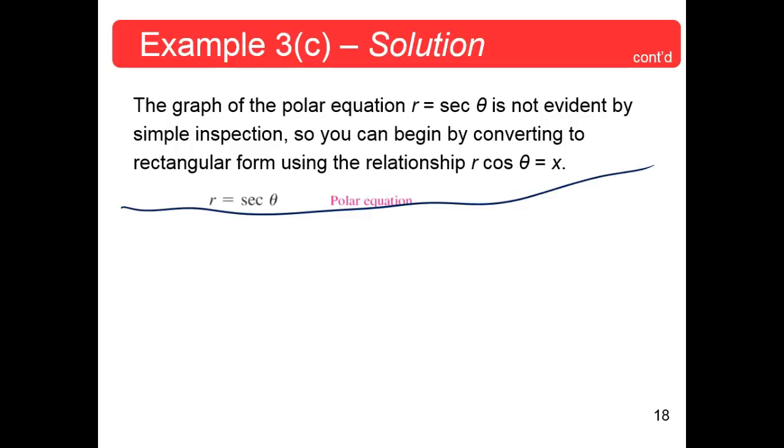Okay? It says, sketch the graph of r is equal to 2 cosine 3 theta. So here's the graph, r is equal to 2 cosine 3 theta.